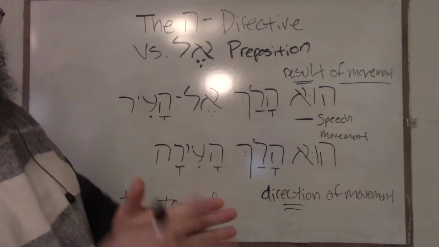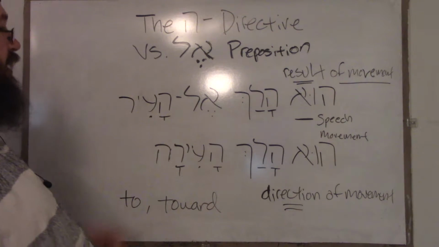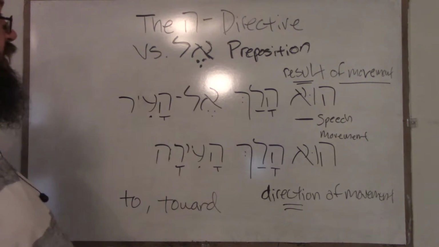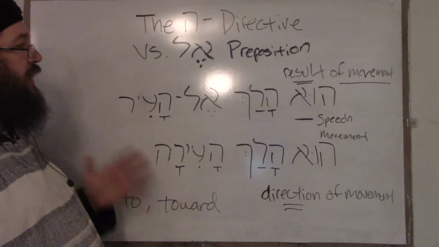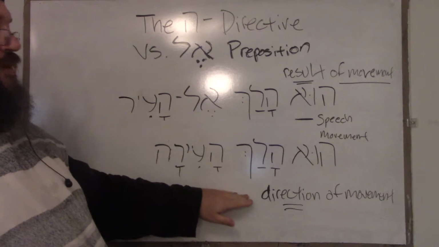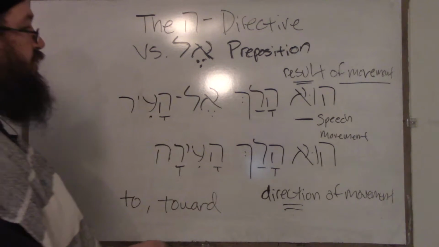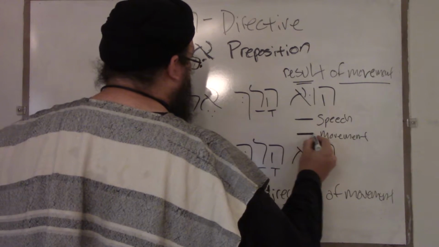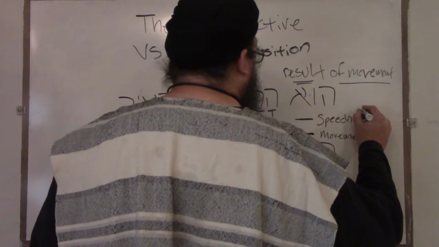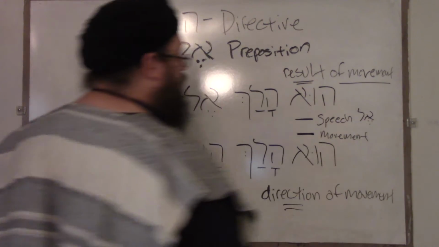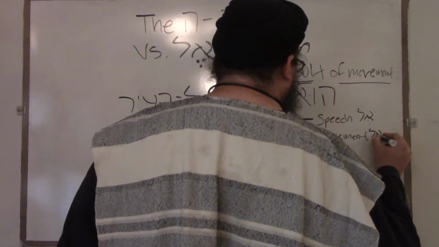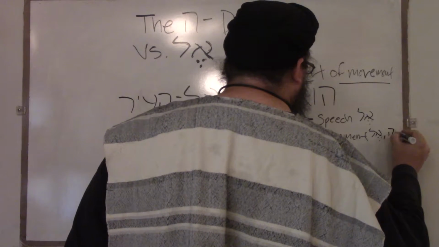However, when we subdivide into the category of movement, this is where we have to deal with el versus the hey directive. When we're dealing with movement, el talks about the result, versus the hey directive, which talks about the direction. So in speech, we only use one word, el, whereas in movement, we use two forms, el and the hey directive.